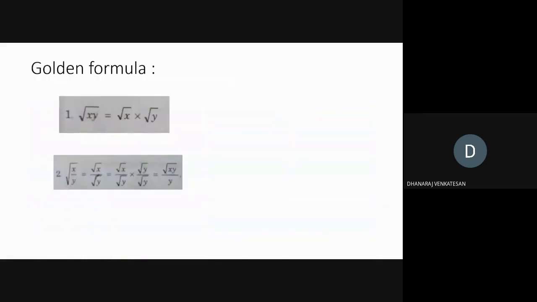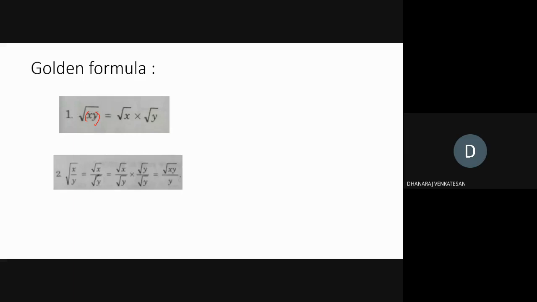These are the formulas. Only two formulas you have to remember. You would have learned this in elementary classes. Root of xy is equal to root x into root y. The root can be separated like this. If the root is given for a product of two numbers, you can separate the product like this: root x into root y. This is the product rule for roots.